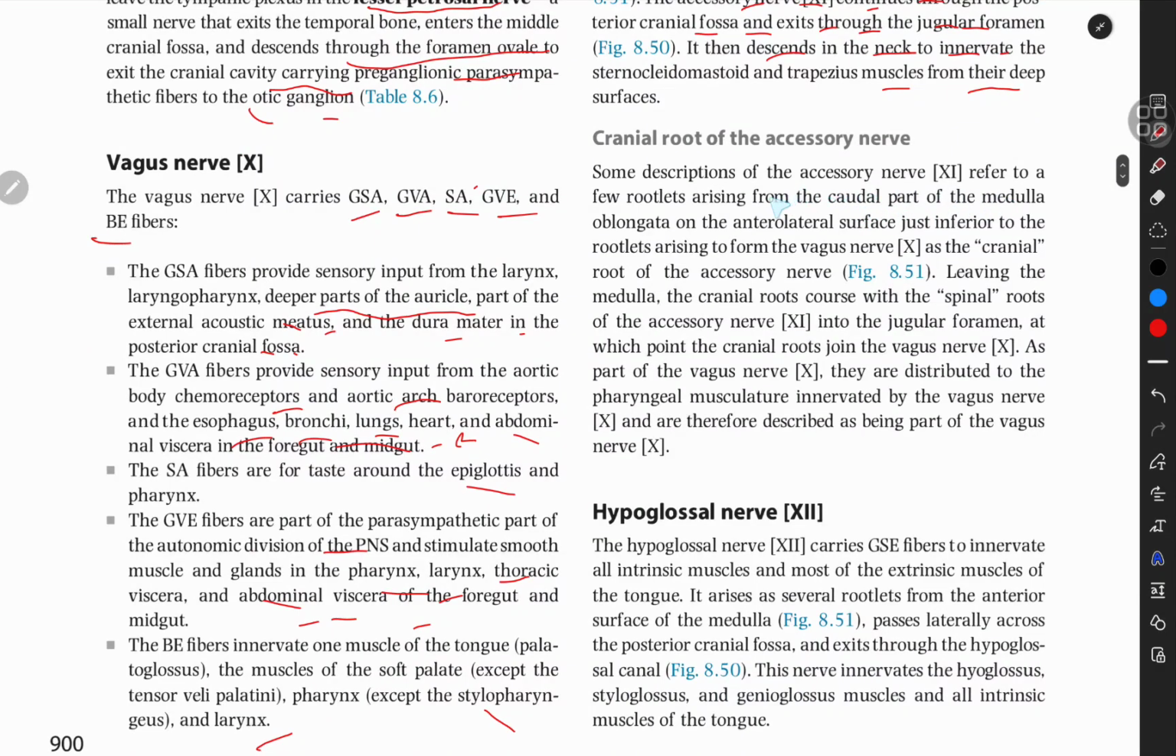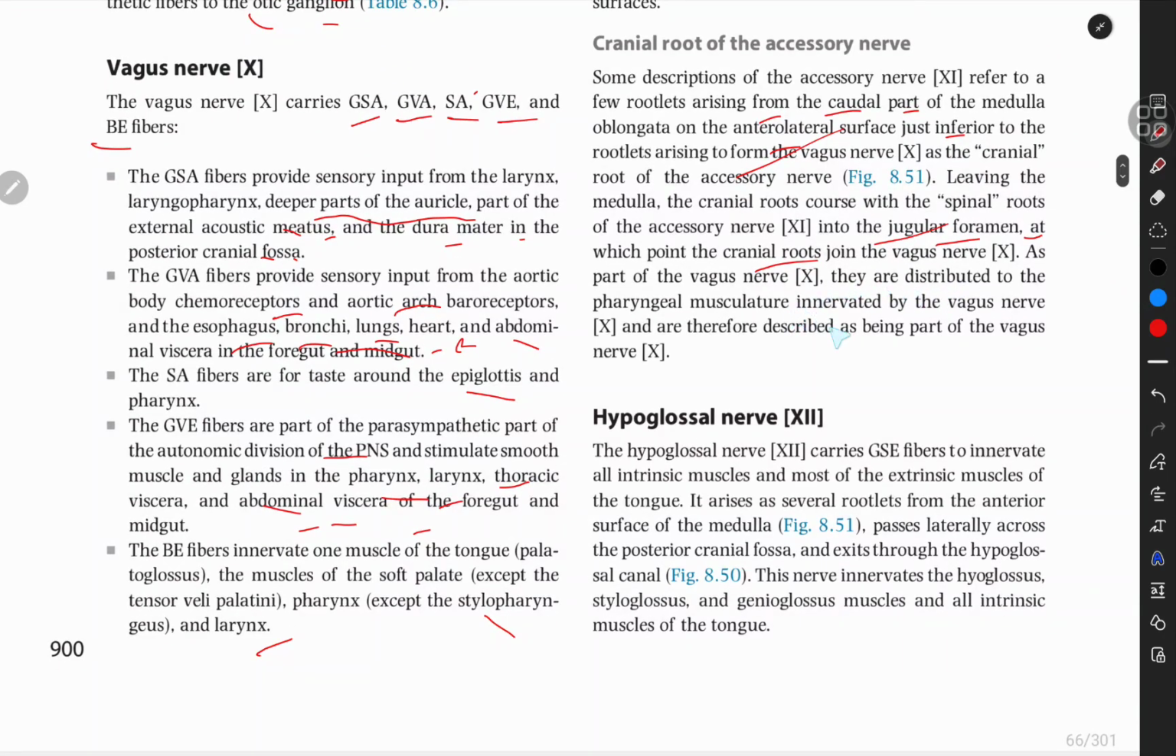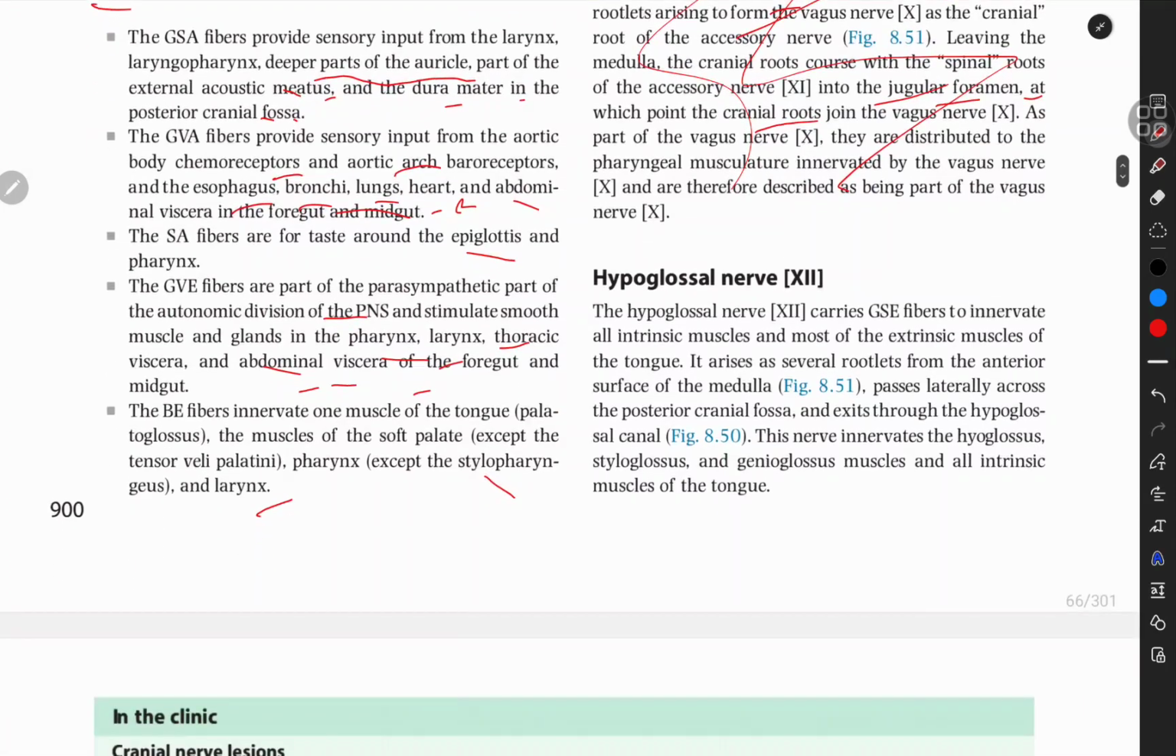Some descriptions of the accessory nerve refer to a cranial part from the caudal part of the medulla, blah blah blah. Cranial root, okay, leaving that, goes to the spinal root, jugular foramen. This is therefore described as being part of the vagus nerve. I don't think this is important.